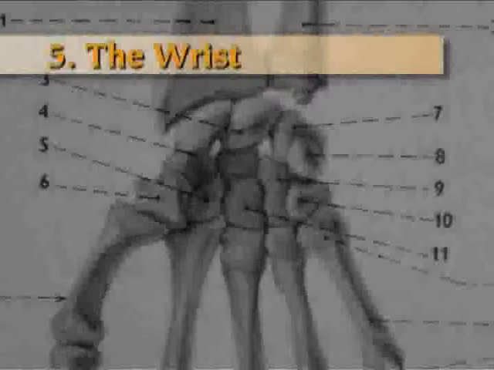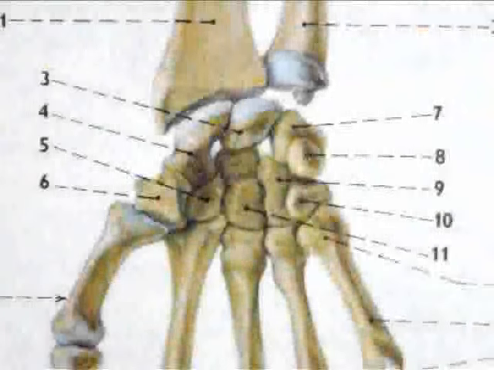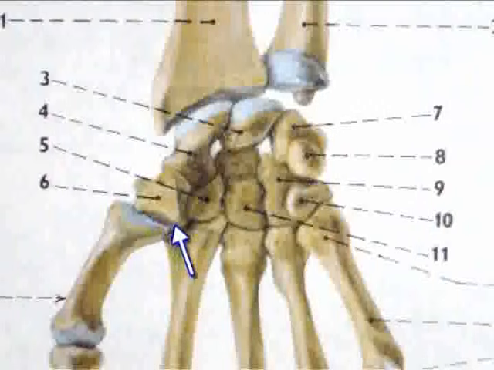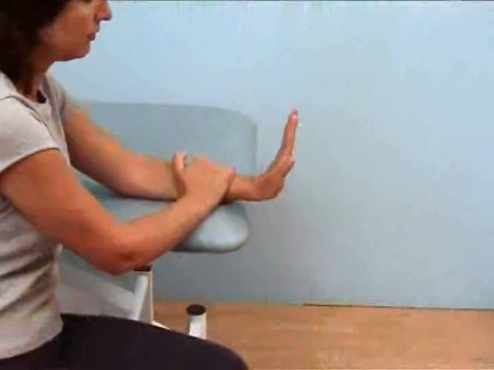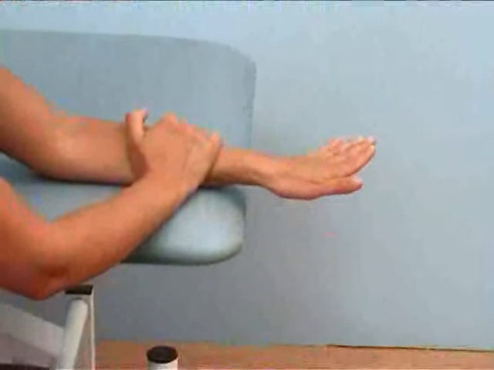The wrist. This is a very complex articulation which is formed by the radius and the 8 carpal bones with the metacarpals. Its function is dorsal and palmar flexion and adduction and abduction.